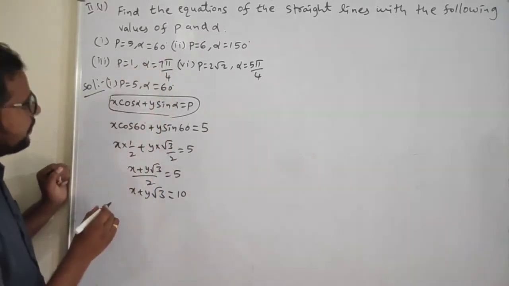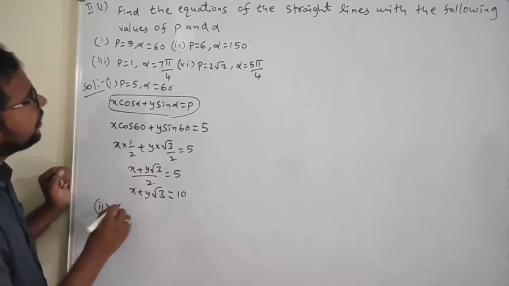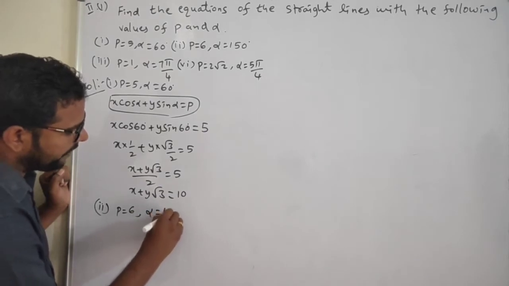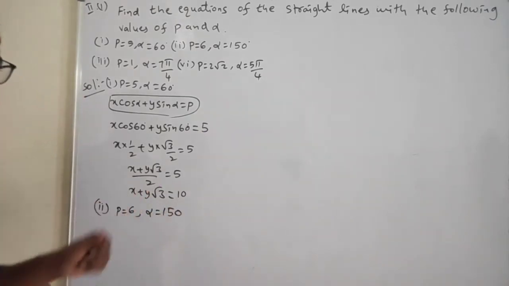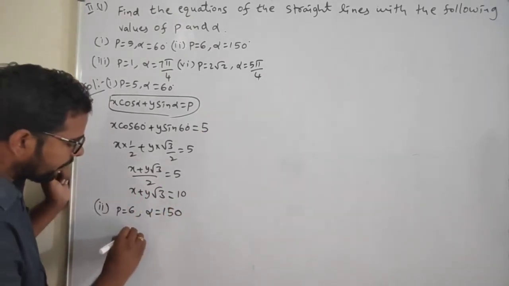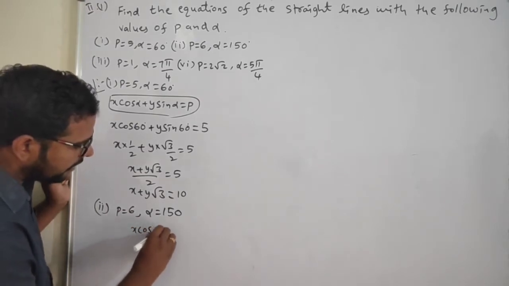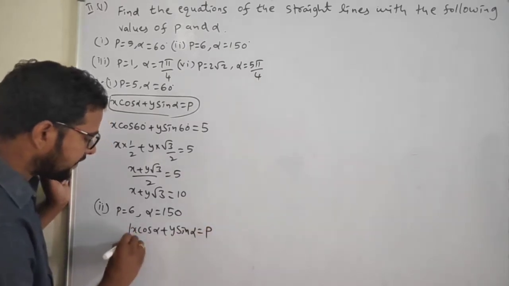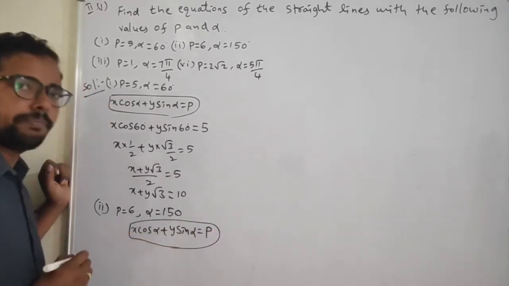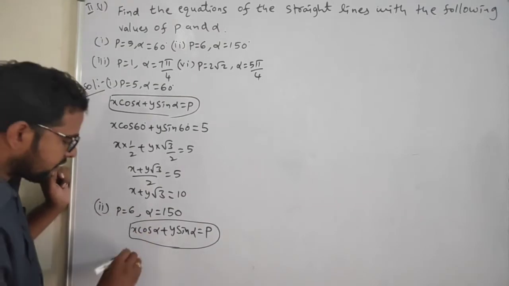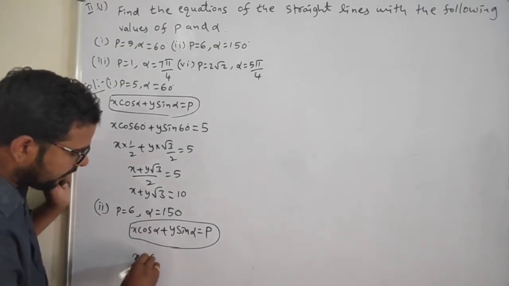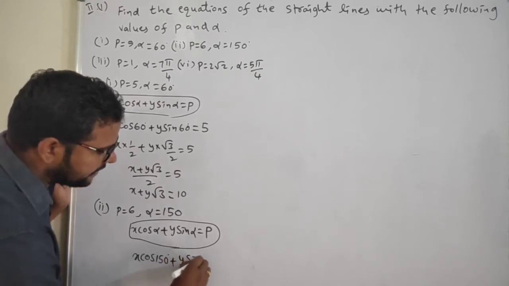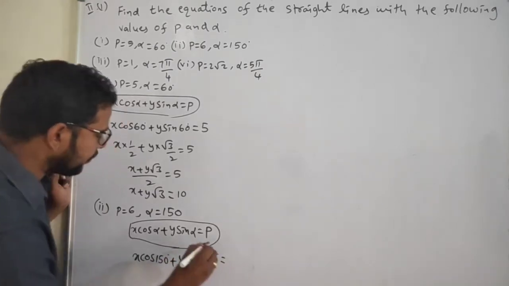Next, second question. What is given? p is equal to 6 and alpha is equal to 150 degrees. Write the normal form. What is the normal form? x cos alpha plus y sin alpha is equal to p. Substitute values: x cos 150 degrees plus y sin 150 degrees is equal to 6.